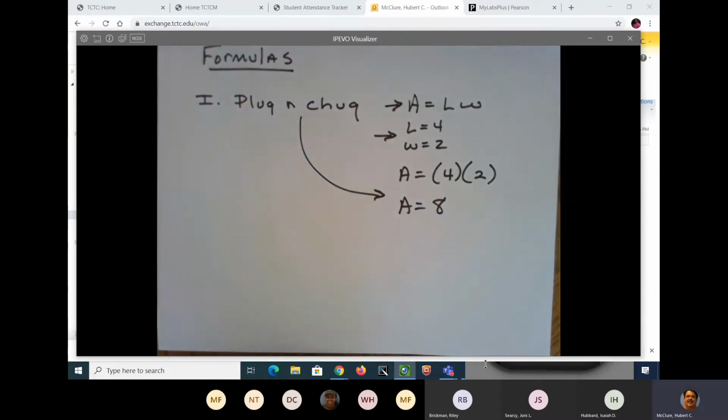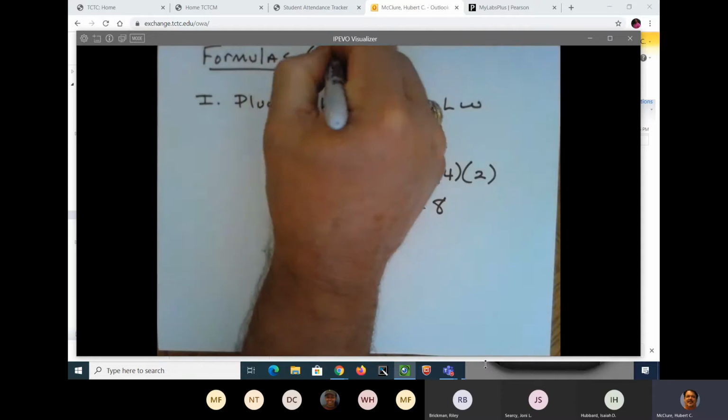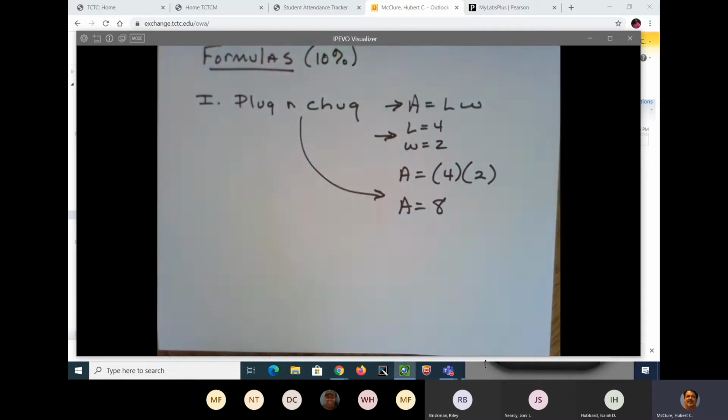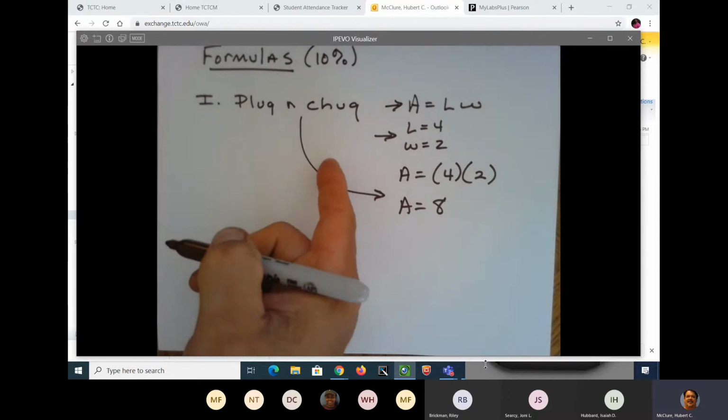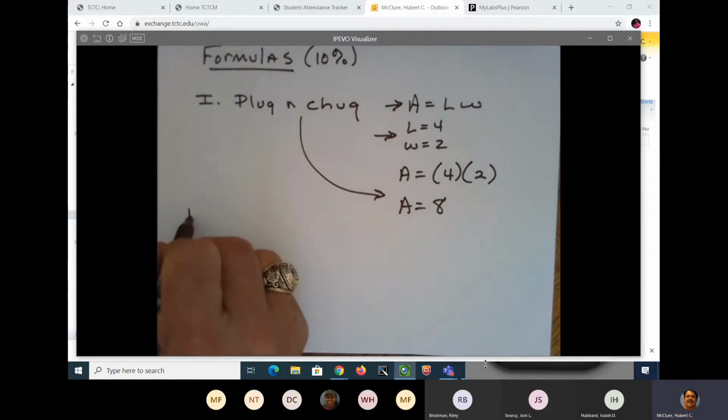Plug and chug. Now I can tell you right now, if I give you a test with 20 math questions on it, there'll be at least one of these on there. So you're talking about, I don't know, 20, that's 10%. 10% of your test will be formulas. So one question will be like this, and then the other question will be like number 2.